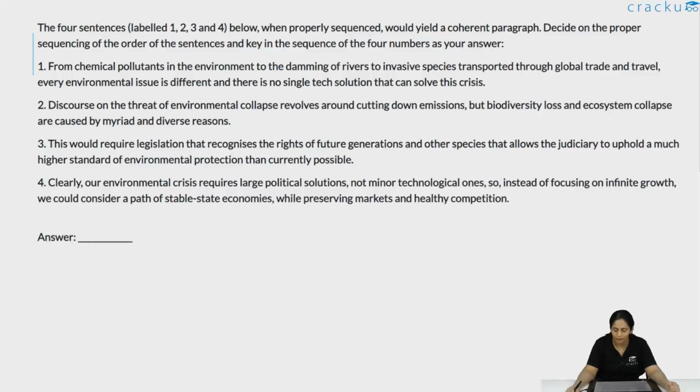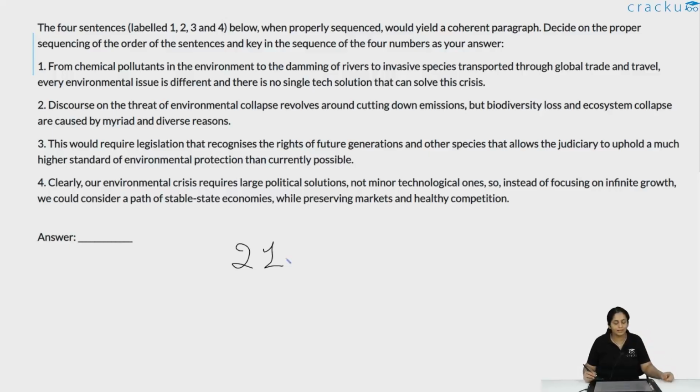So instead of focusing on infinite growth, we could consider a path of stable state economies while preserving markets and healthy competition. So the author is talking about how a lot of the discussion about environmental collapse is that we have to cut down emissions. But environmental collapse can happen for myriad reasons, and those reasons are given over here: chemical pollutants, invasive species, damming of rivers, etc. So 2 says that there are myriad reasons that could cause ecosystem collapse, and 1 lists out the other reasons other than emissions as such.